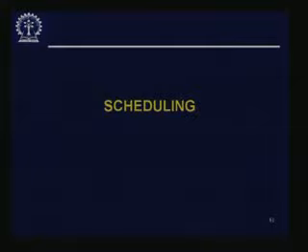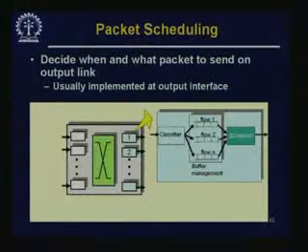Now, we talk a little bit about scheduling. This is another way to try to handle congestion. Packet scheduling has to do with deciding when and what packet to send on an output link, usually implemented at the output interface. Suppose you have some switch or router, some network node, and a number of packets are coming out. What you might want to do is to classify these packets.